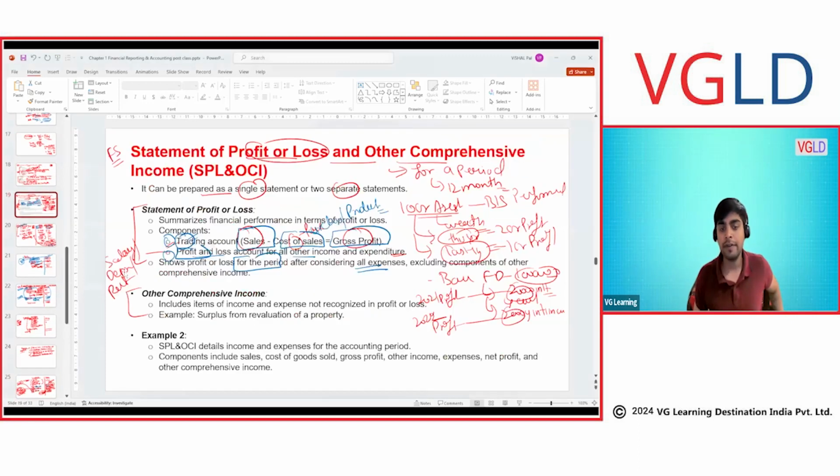Okay, so what we were discussing, we have discussed the statement of profit and loss. Now I hope this all makes sense. That summarizes financial performance in terms of profit and loss. There is a trading account. There is a profit and loss for all other income and expenditure. It shows profit and loss for the period after considering all expenses. So the statement of profit and loss is clear. We'll discuss other comprehensive income now.